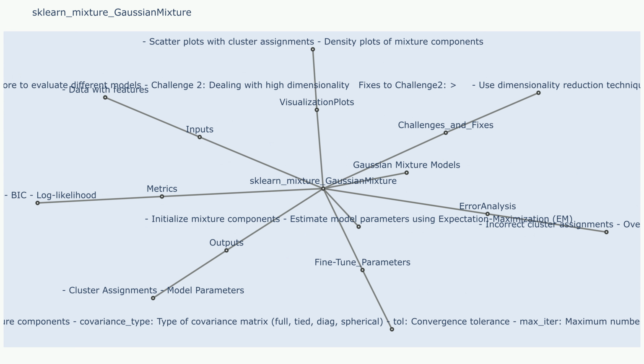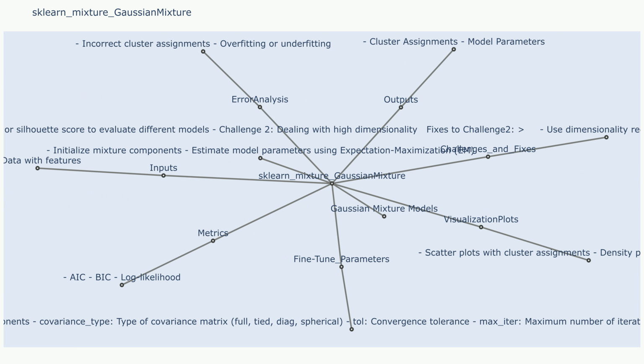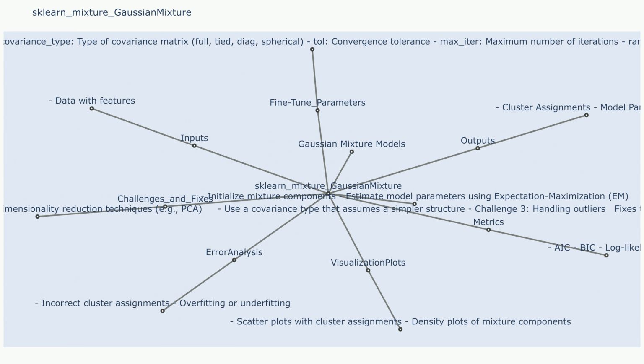Challenges and fixes. Challenge 1: choosing the optimal number of components. Sample use case: if the number of components is too low, the model may not capture the true structure of the data. If the number of components is too high, the model may overfit the data. Fixes to challenge 1: use metrics like AIC and BIC to compare models with different numbers of components. Perform cross-validation to evaluate the model's performance on unseen data.